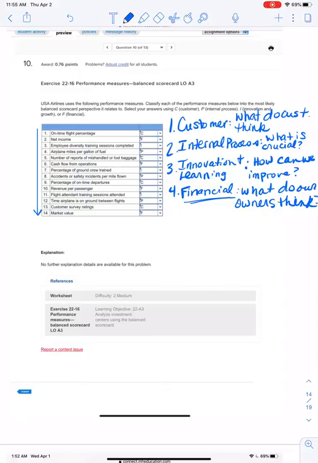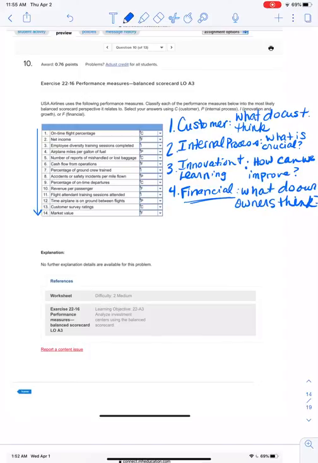Now the next one here, employee diversity training sessions are completed. This is going to be our internal processes. So this is going to say, well, what do we need to make sure that the environment of the company is healthy, that our employees feel they're able to communicate with one another and get work done effectively. So that's going to handle that internal processes. Now for the next one, airplane miles of gallon, or I'm sorry, miles per gallon of fuel.